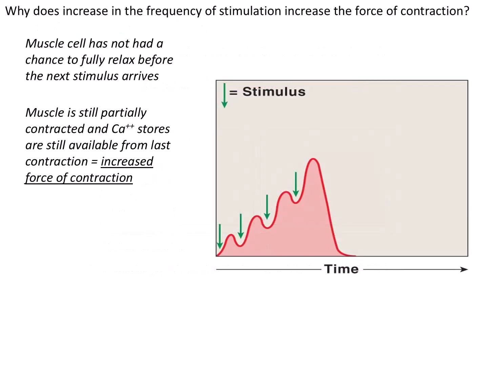The difference between wave summation and multiple motor unit summation is how the stimulus is applied. In motor unit summation, the stimulus strength is increased until all the muscle fibers and motor units are recruited. In wave summation, the stimulus strength remains constant, and instead the frequency in which that stimulus is applied changes.